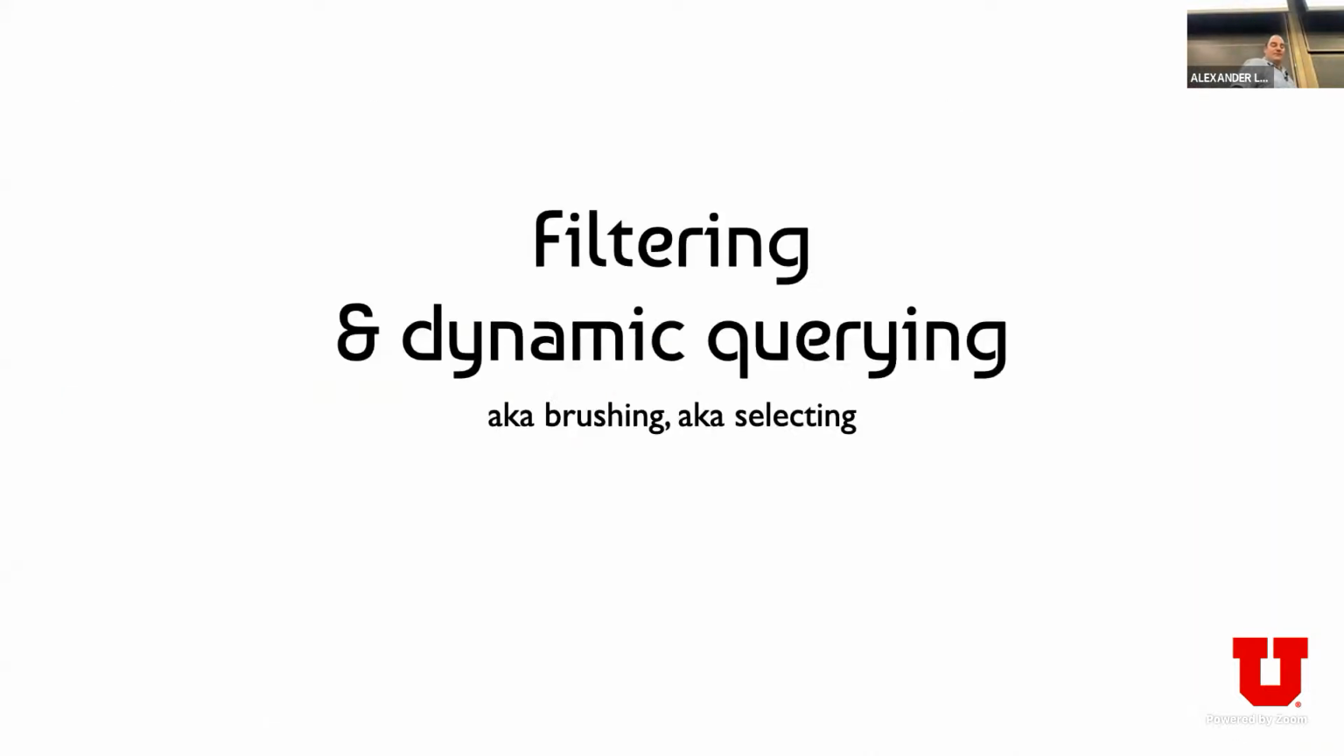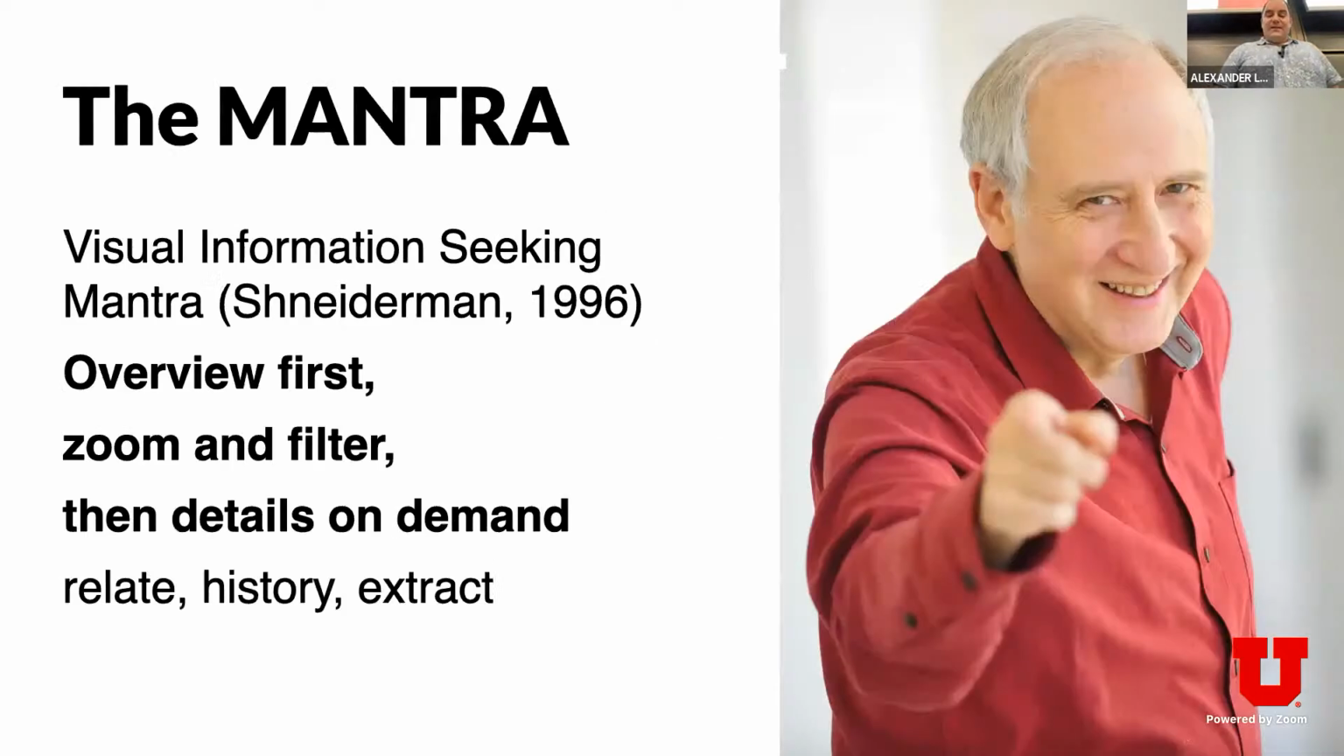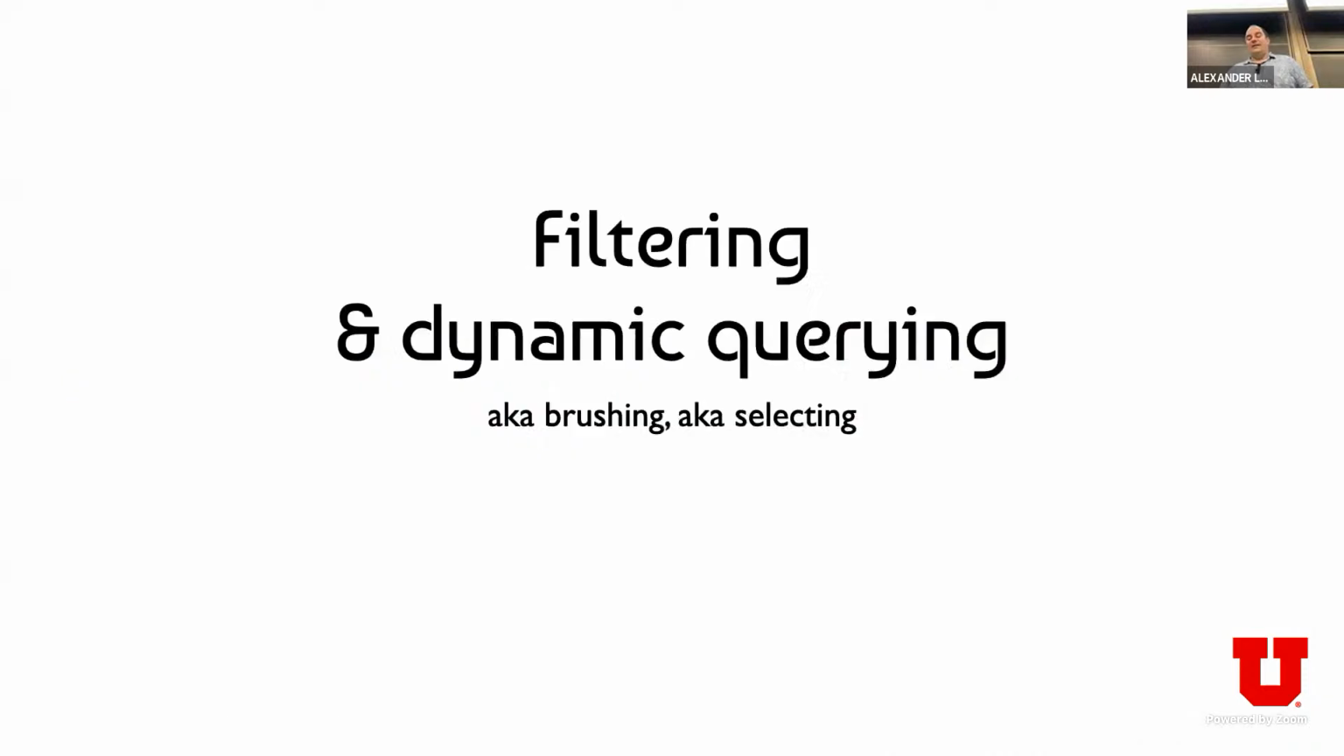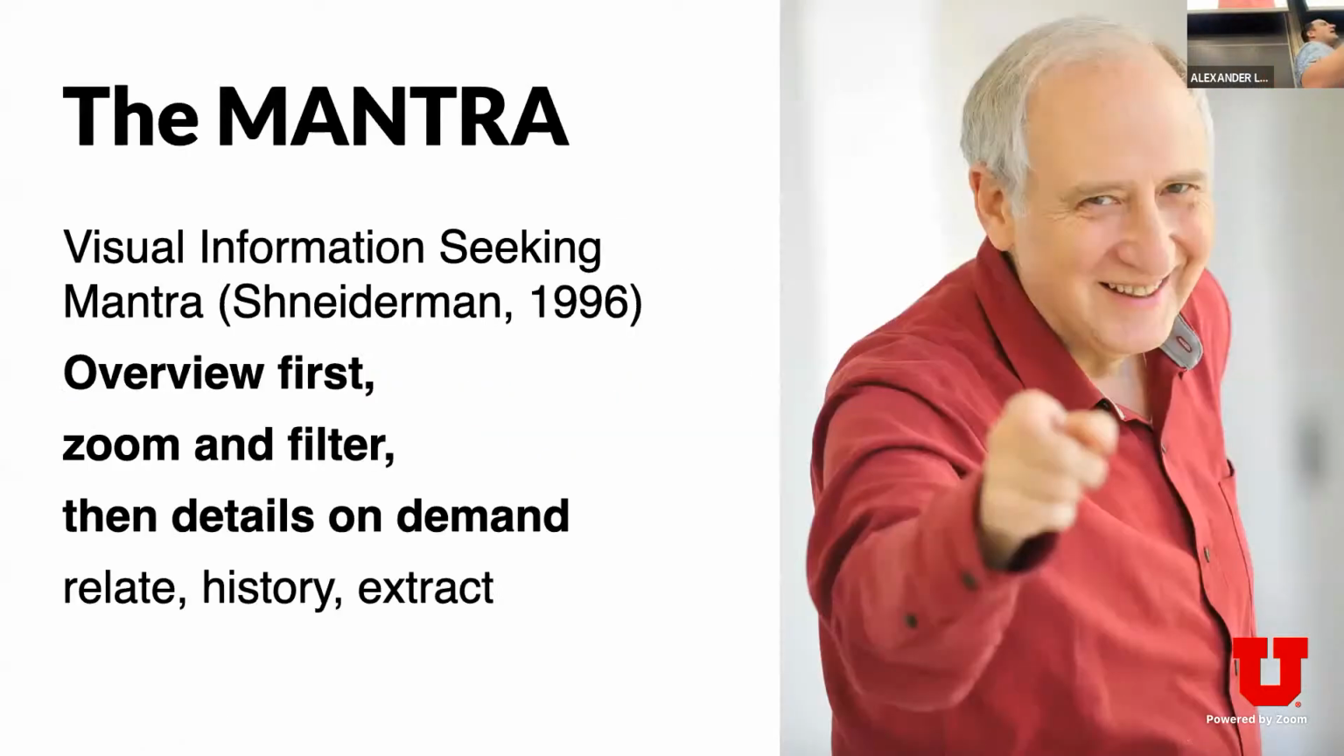Similar, well, similar is the wrong word, but you can get similar results by filtering and dynamic querying. Filtering and dynamic querying is often also called brushing or selecting. This here is Ben Shneiderman. He's now a professor emeritus at Maryland, and this was one of his projects. He is very prominent in HCI, but also very prominent in Viz. He's the most cited Viz person out there.